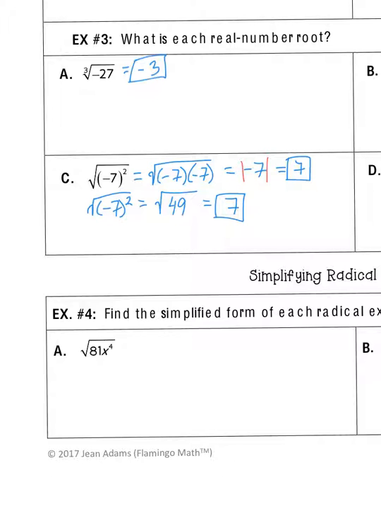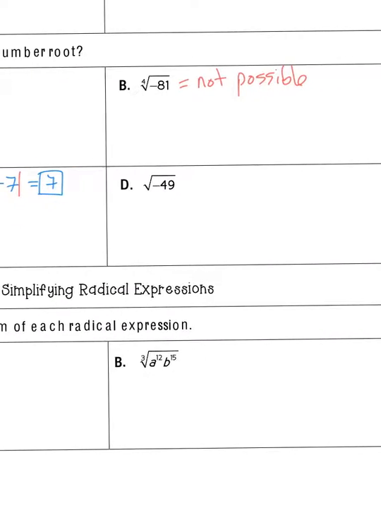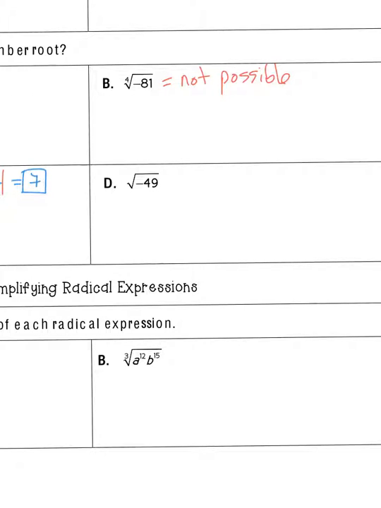Now, let's look at D. The difference between C and D is we have a negative value underneath here. With C, when you did negative 7 times negative 7, it was positive 49. This is negative 49. This is not possible. It's not going to give you a real answer. So not possible. Ponder that for a while.